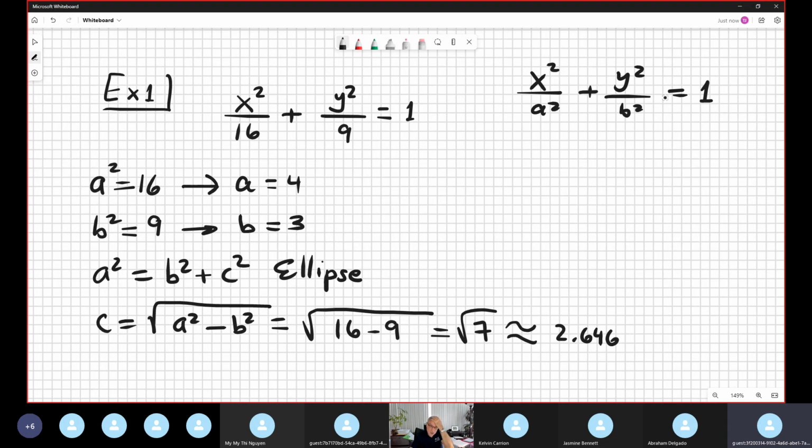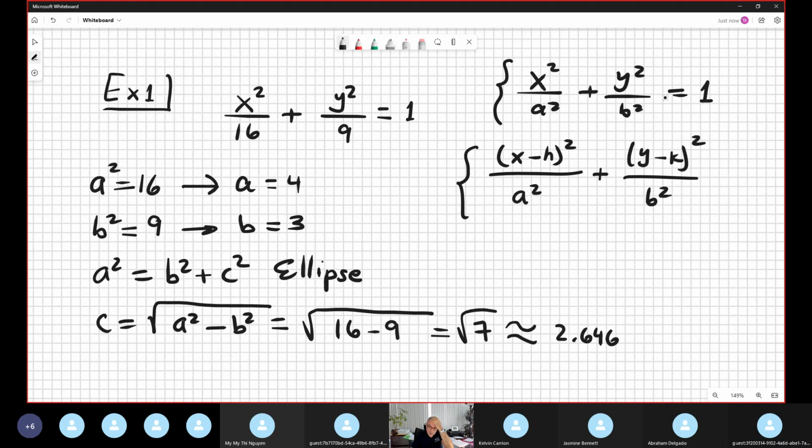Now, an important moment. We have another equation: (x minus h) squared over a squared plus (y minus k) squared over b squared equals 1. The difference between this and the previous one is that the center of the previous ellipse is located at the origin, 0, 0, while this one is located at the point h comma k. It's extremely important to remember that h is the letter associated with the x displacement, a horizontal shift, and k is a vertical shift, associated with y.